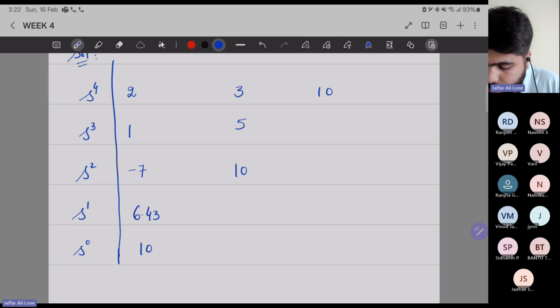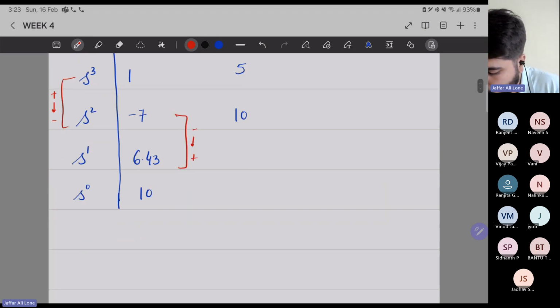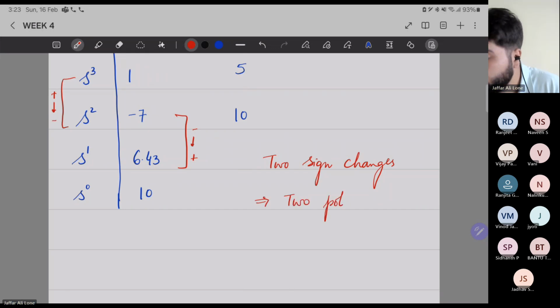Here clearly we can see there are two sign changes. One sign change from positive to negative, and here another from negative to positive. So there are two sign changes, which means there are two poles in the right half plane. It means the system is unstable. Two sign changes implies two poles in the RHP implies the system is unstable.